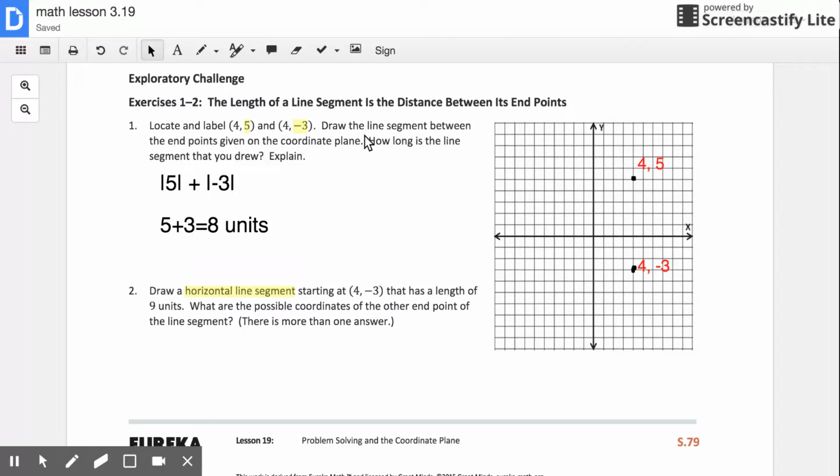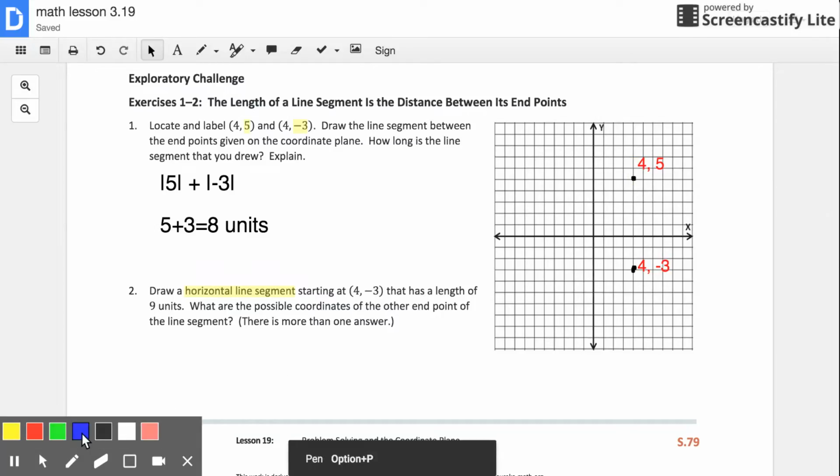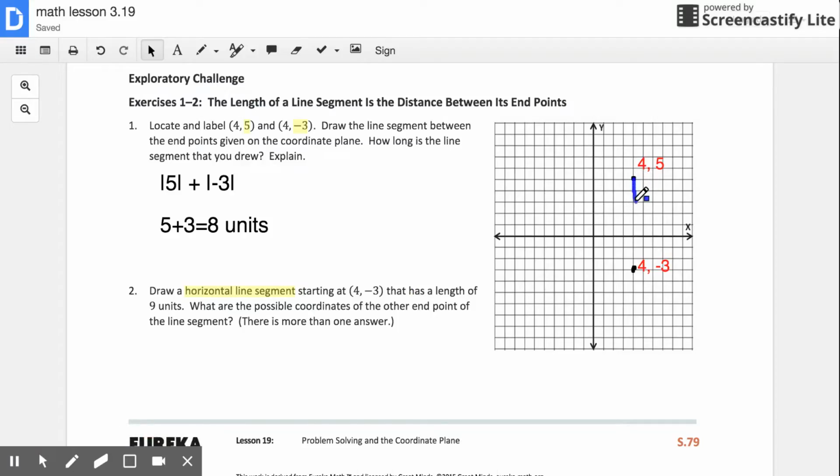Next, it says to draw the line segment between the endpoints. We're going to draw the line that goes between the dots we made. I'm going to pick blue so it stands out a little better. It's not the straightest line ever. Okay, so we have a line segment to go between the points.